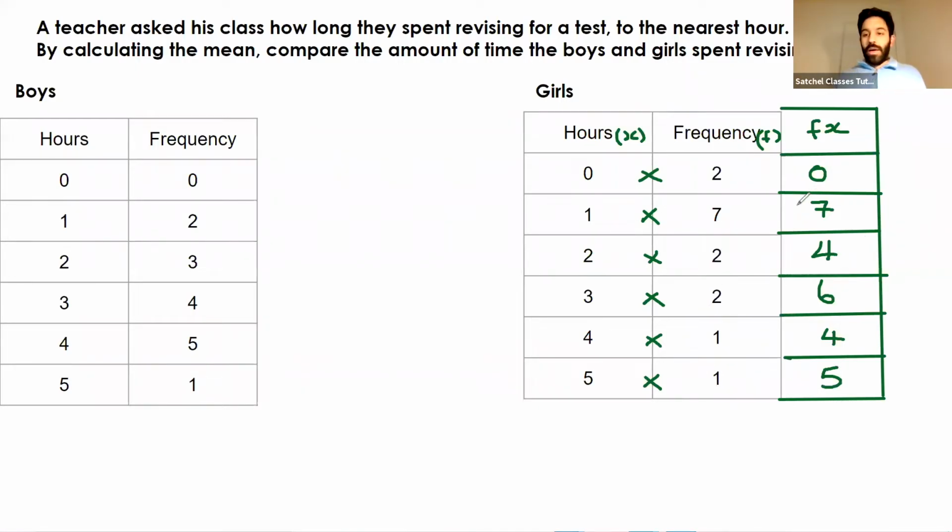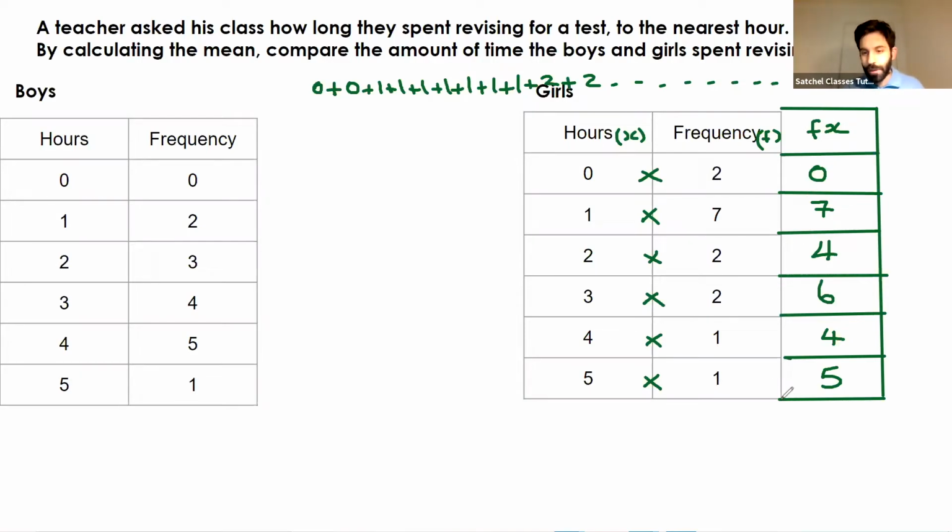Now, what we have here is the sum of all the hours spent revising. Again, if we were to list this out, we could say 2 students spent 0 hours, 7 students spent 1, and 2 students spent 2, and so on. But we're not going to do that because that's quite time consuming. Rather than doing that, we're going to use multiplication to make our calculations a lot easier.